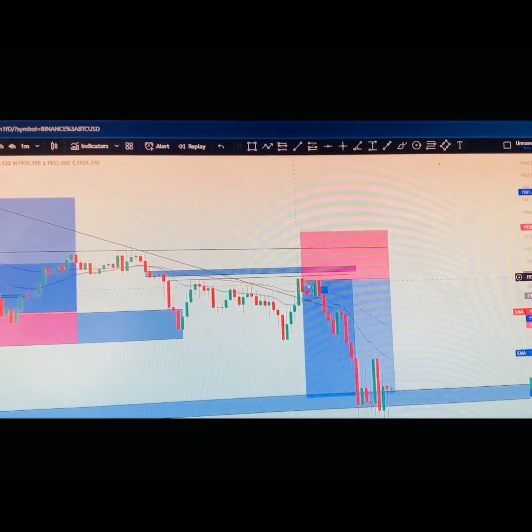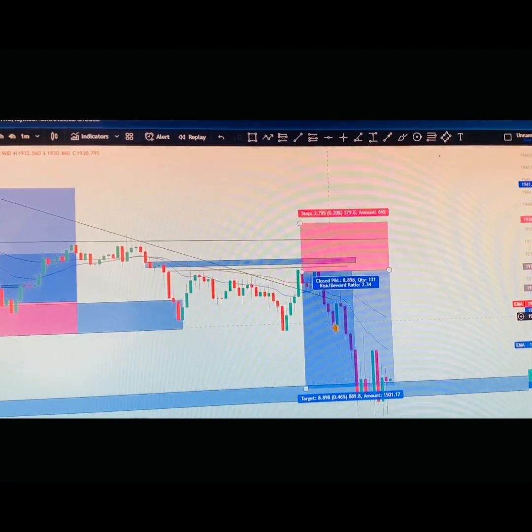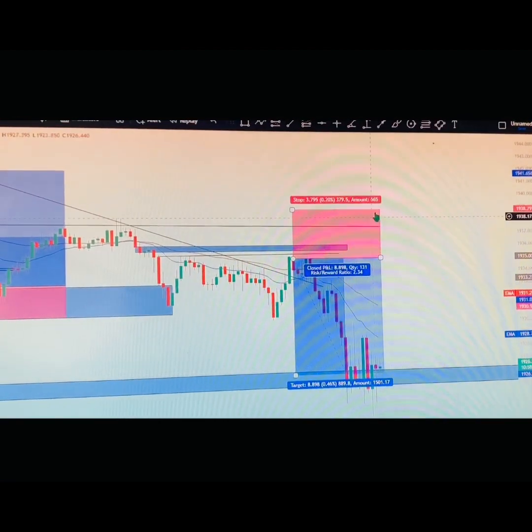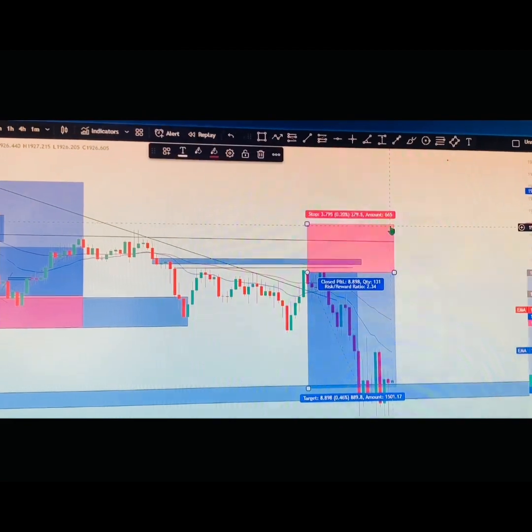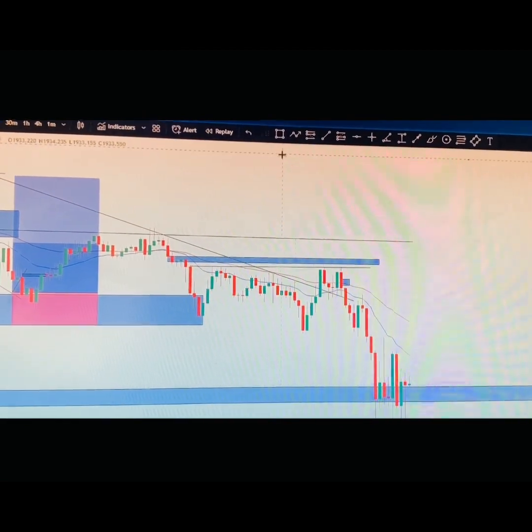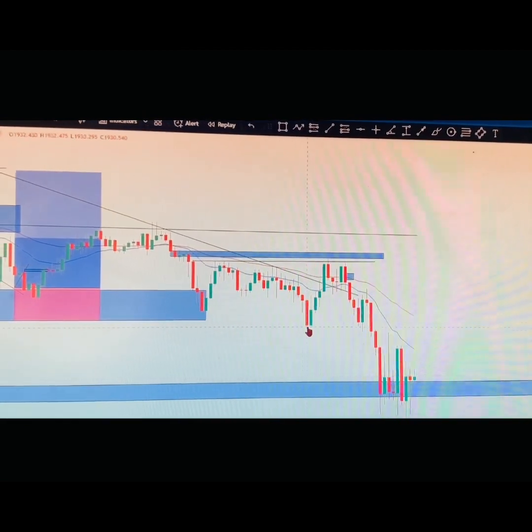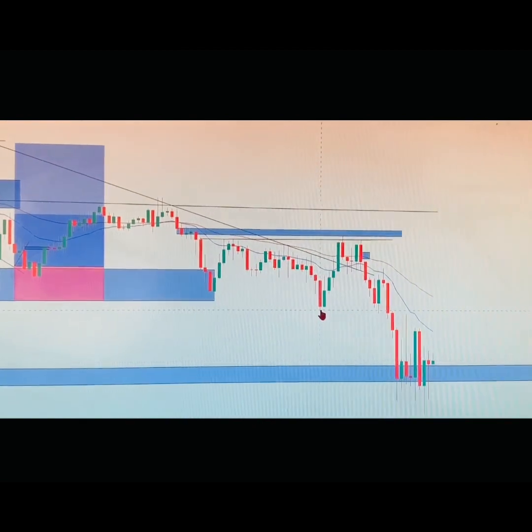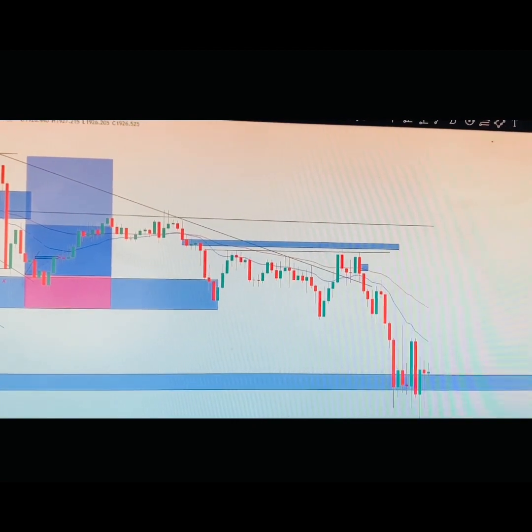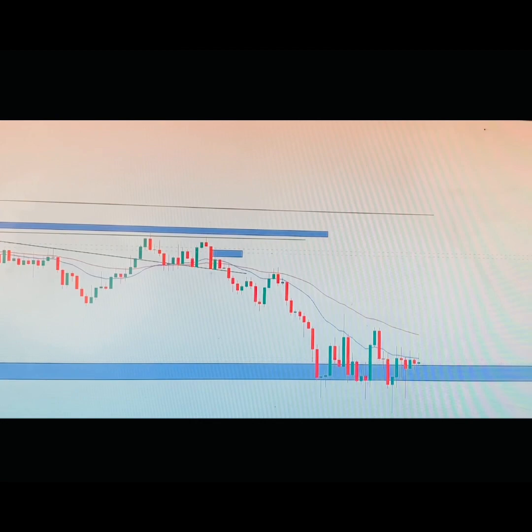From my entry, the market came down to this point here. That's when I brought out my Fibonacci, because I had 2 entries. I took 2 entries on this trade. Unfortunately, my second entry was not triggered. My zone did not trigger.